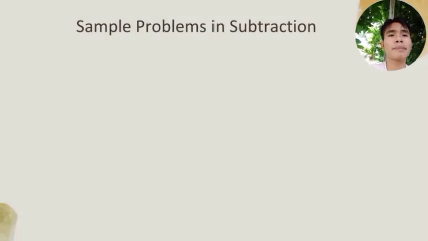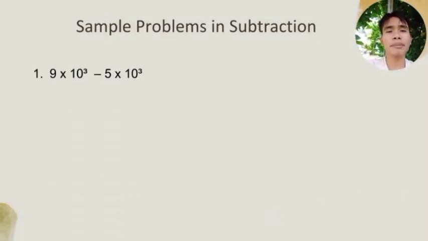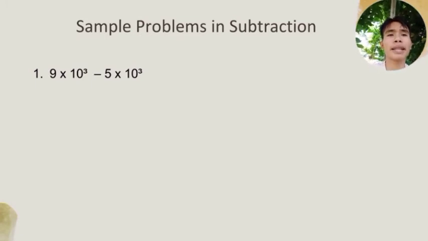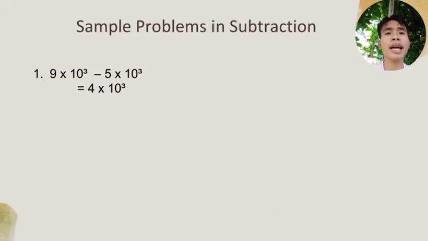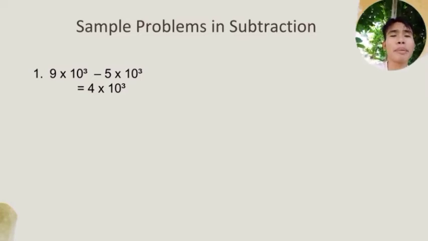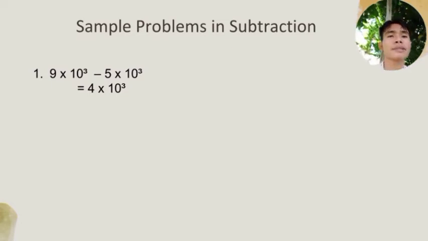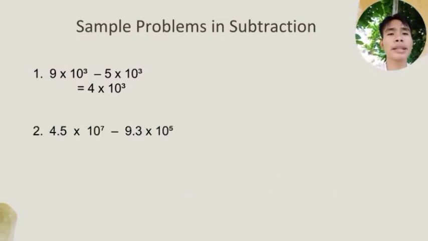So, sample problems in subtraction. 9 times 10 to the power of 3 minus 5 times 10 to the power of 3. They have the same exponent, so we'll just subtract the coefficients 9 and 5. So 4. Then copy the exponent, 10 to the power of 3. So the answer is 4 times 10 to the power of 3.